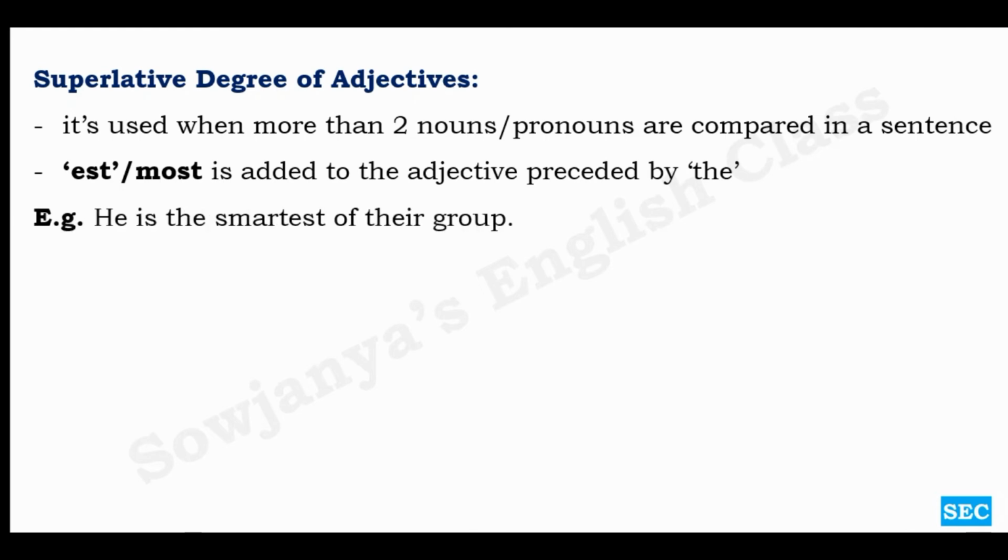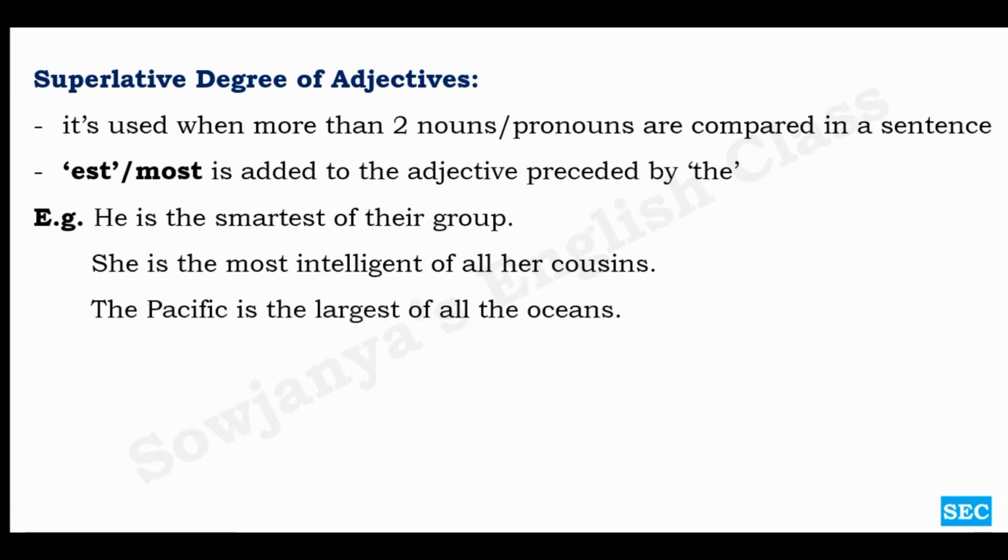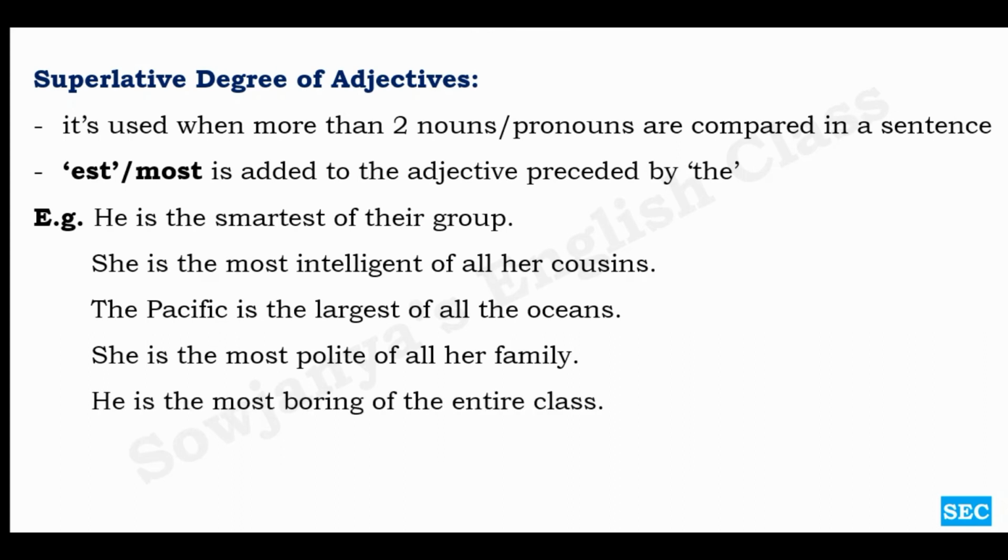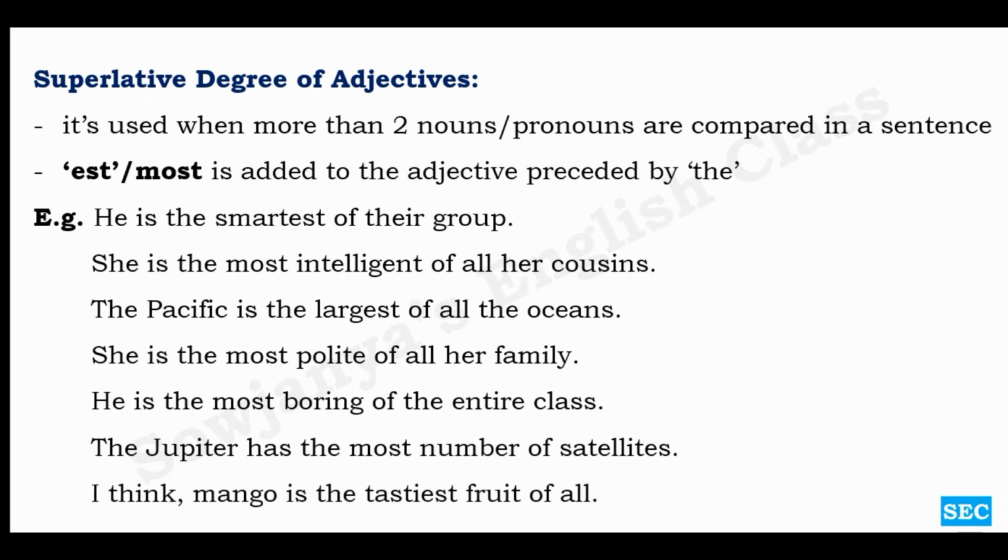Example: he is the smartest of their group. She is the most intelligent of all her cousins. The Pacific is the largest of all the oceans. She is the most polite of all her family. He is the most boring of the entire class. Jupiter has the most number of satellites. I think mango is the tastiest fruit of all.